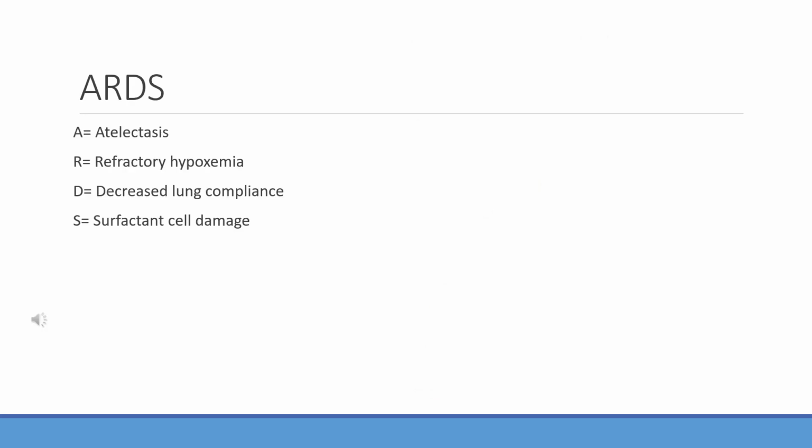So a good way to remember ARDS is using the mnemonic ARDS. A stands for atelectasis, okay, and S at the end is for the surfactant cell damage. But you have R, which is that refractory hypoxemia. So again, no matter how much oxygen you give them, their O2 sat is not going to increase. And then, of course, that decreased lung compliance for D, and then the surfactant cell damage for S.